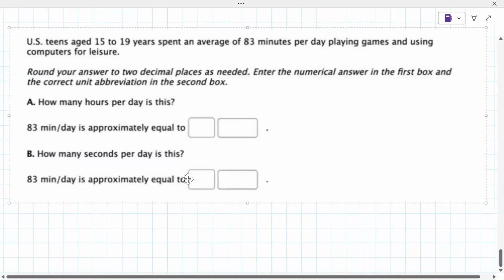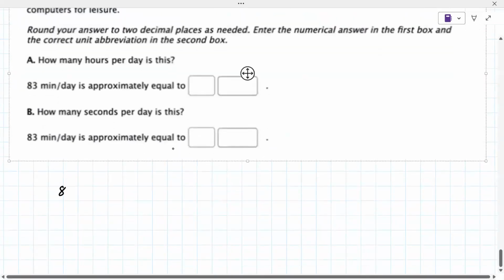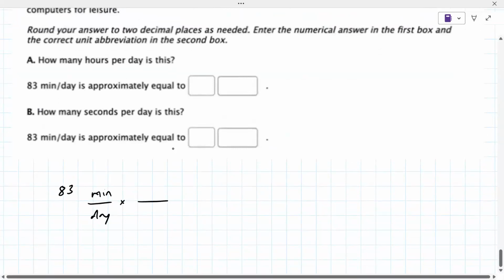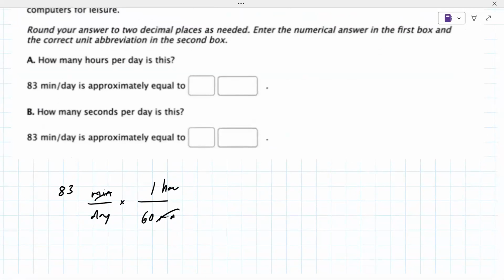To hours per day. So this is one we shouldn't have any problems with. So minutes per day, because I know how many minutes are in an hour, so do you. There are 60 minutes in 1 hour. You're just dividing here, 83 divided by 60, to get that first answer. Now it does say to round to 2 decimal places as needed.